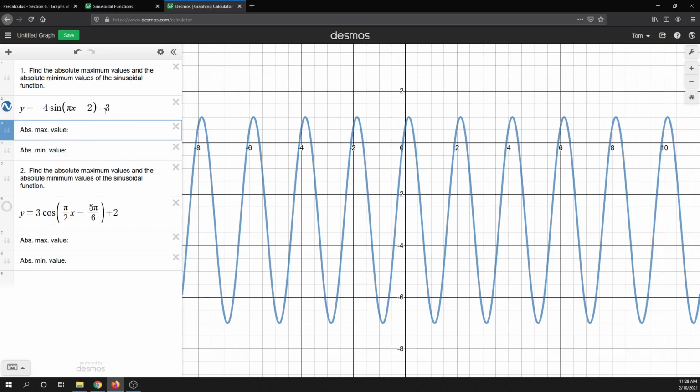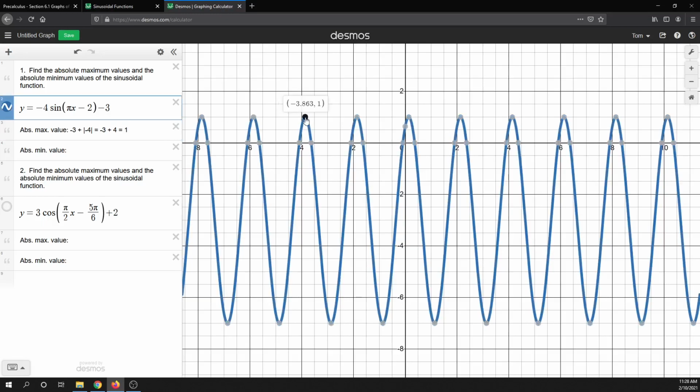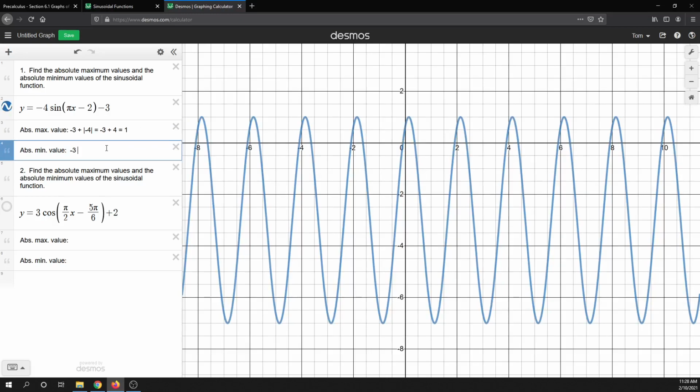Let's say we didn't have the graph and didn't have the means to graph it out. How would we know? Well, for the absolute maximum value, we would take the vertical shift, which is -3, and then we would add the absolute value of -4, which is +4, and that's the amplitude. So I get -3 plus 4, which is equal to +1, right? And you can see, sure enough, that's where the absolute maximum value is, +1 on this. And then for the absolute minimum value, it's the vertical shift, -3, or midline, however you want to call that, minus the amplitude. That's going to be -3 minus 4, which comes out to be -7. And again, you can see that works out.